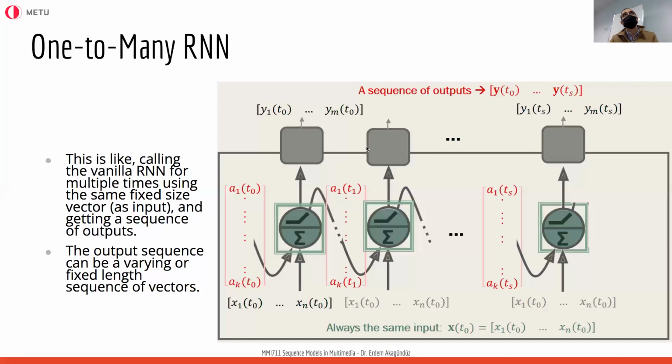But as you can see, I can simply change the many-to-many architecture to a one-to-many architecture by making the input always the same. So this is like calling the vanilla RNN multiple times using the same inputs. The output sequence can be varying or fixed length depending on your problem.